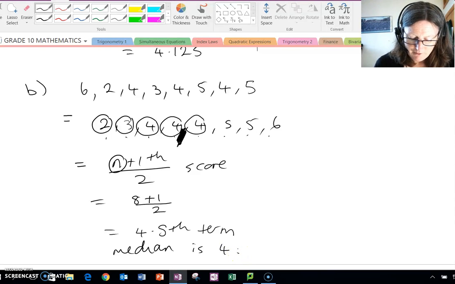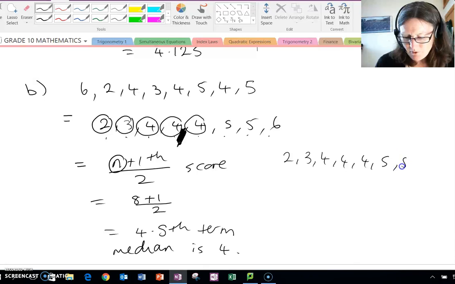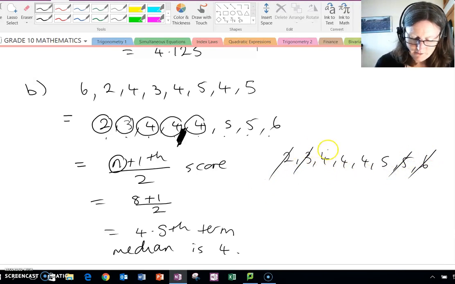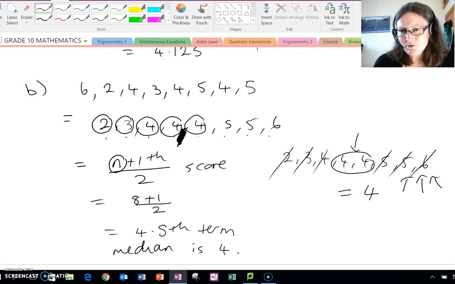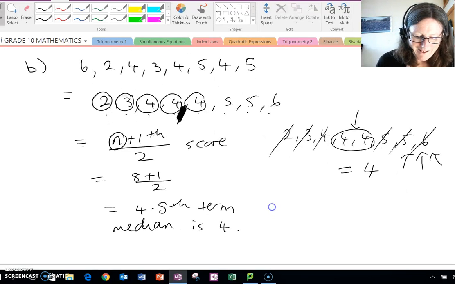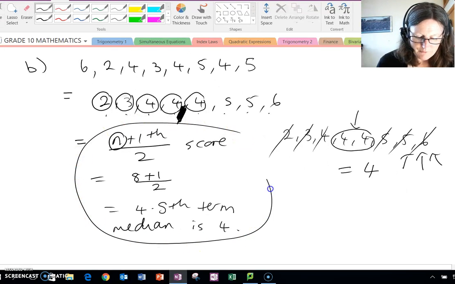The second way to do it, if I write these scores back down in order, and because our list is not too long, this second way is really pretty quick. You cross off the lowest with the highest, the lowest with the highest, the lowest with the highest. We're left with 2 terms. So the median score is the term that's in the middle here. They're both 4, so the median term is 4. I find this a really good way to do it, crossing off one from each end, if there's not too many scores. If there's something like 50 scores, that's a lot of crossing off, and therefore the n plus 1 divided by 2 score may be the way to go.